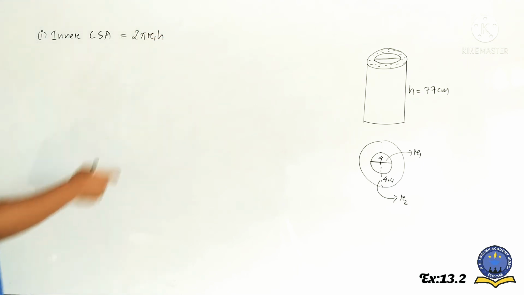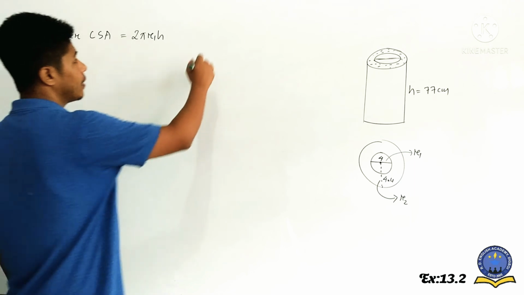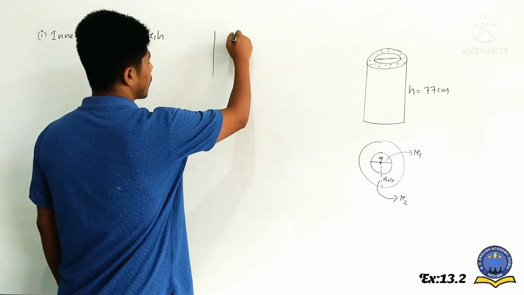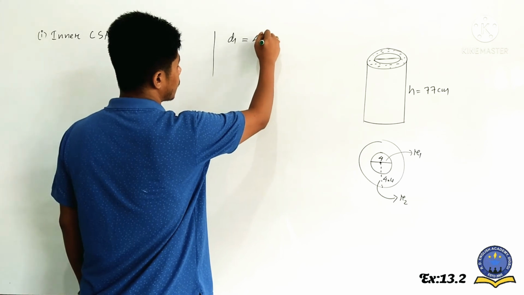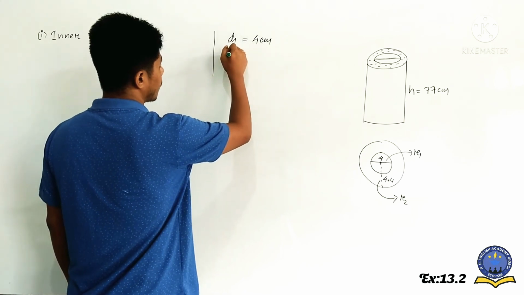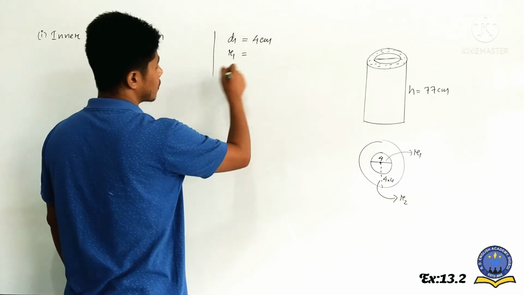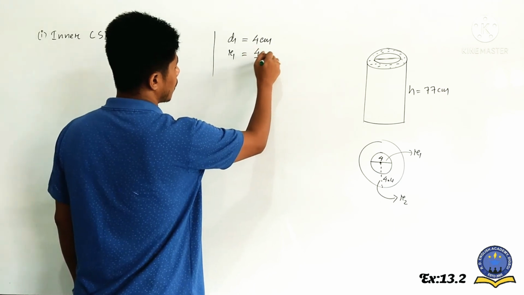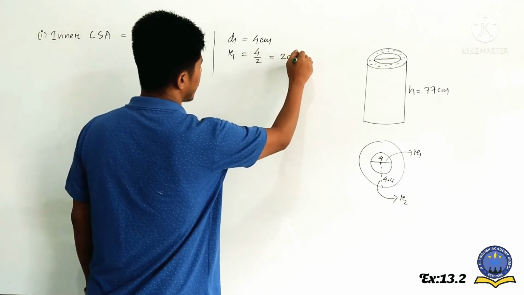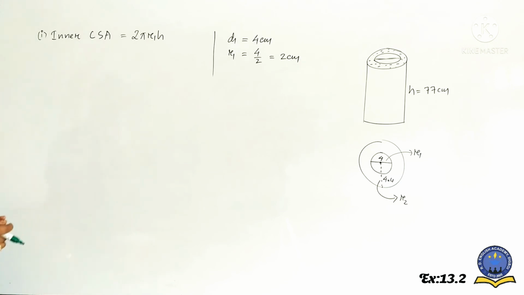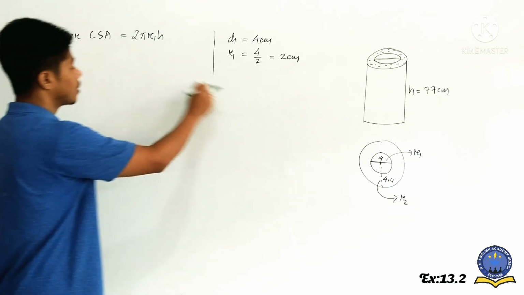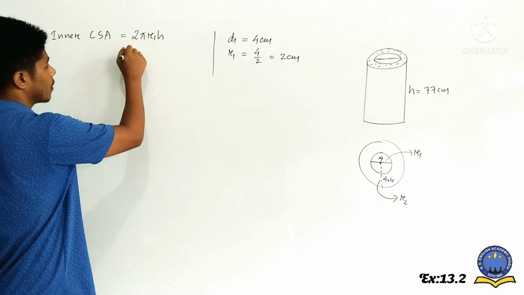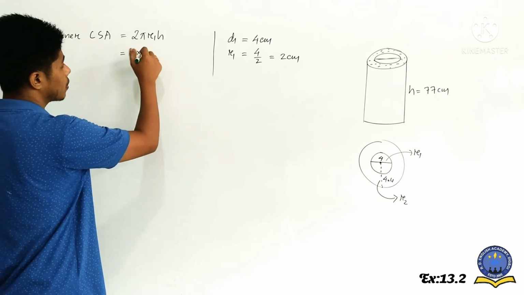So this one is the curved surface area formula, and in this case the diameter, if we consider it by d1, the diameter for the inner part, is given as 4 centimeter. And for this one, the radius is how much? Obviously 4 by 2, half of this, so we have to write 2 centimeter. So for the first one, the inner curved surface area, the radius is 2 centimeter, and if we put this value here, 2 into pi means how much?